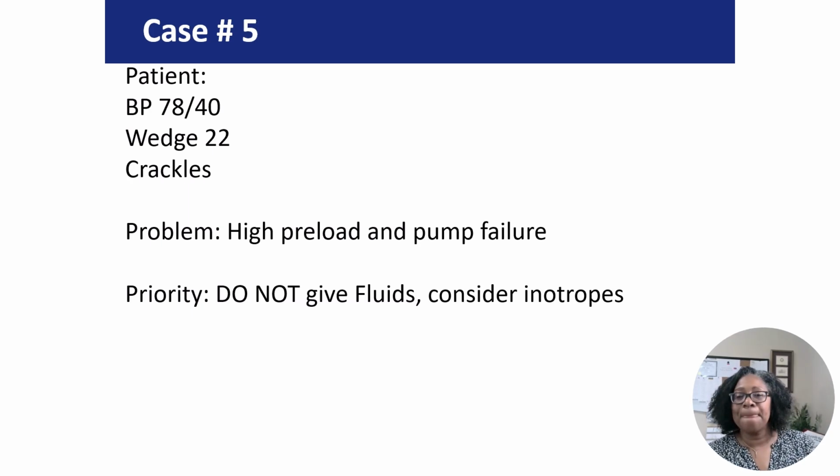Number 5, patient's blood pressure 78 over 40 again, but their wedge is 22. Remember, the normal wedge was between 6 and 12 millimeters of mercury. So with a high wedge, that means that they're having heart failure. And then they have crackles. Alrighty? So there is a high preload. What's preload? Too much blood returning to the heart. And they have a pump failure.